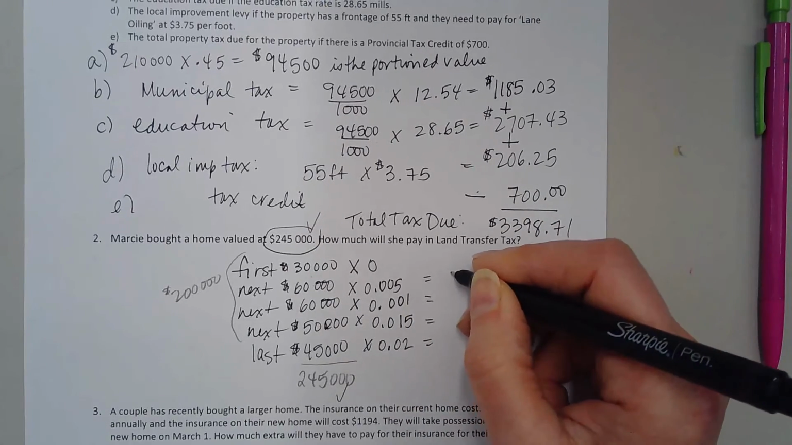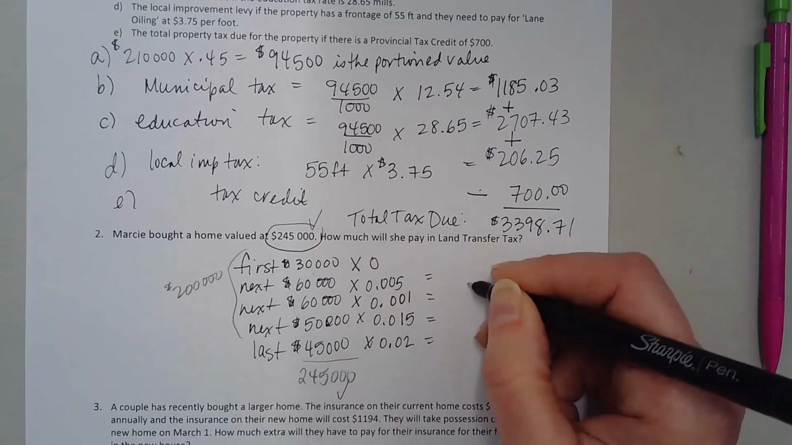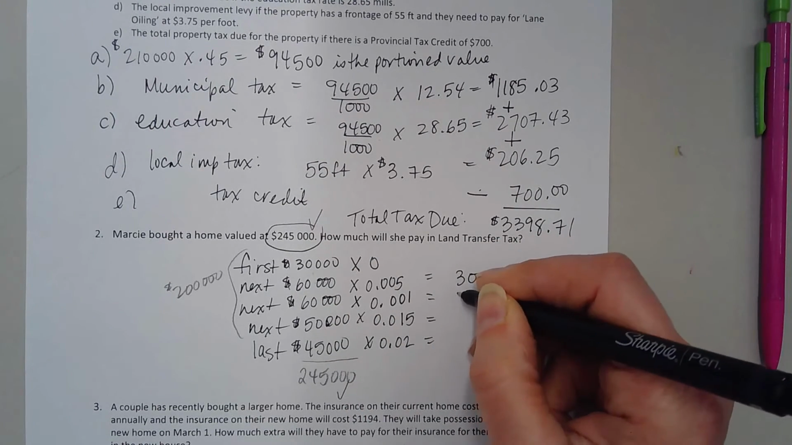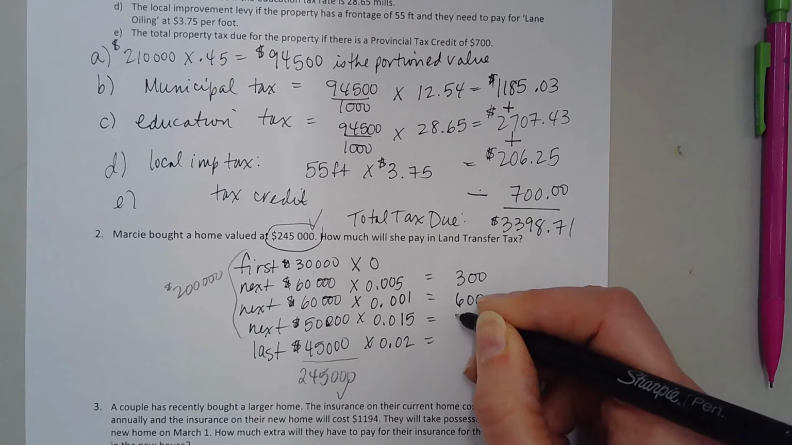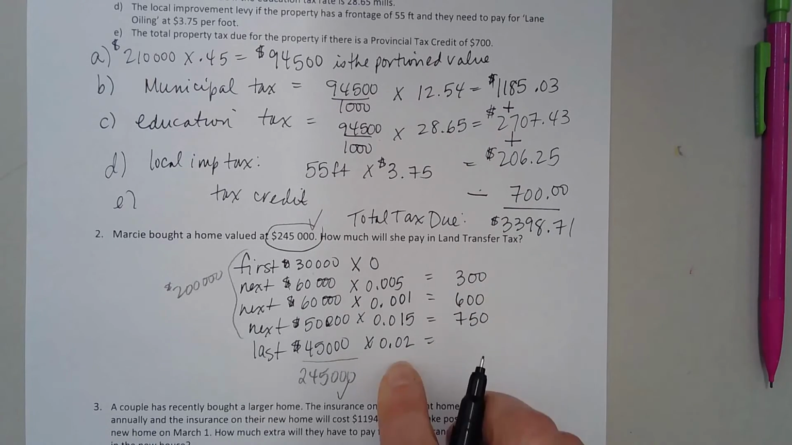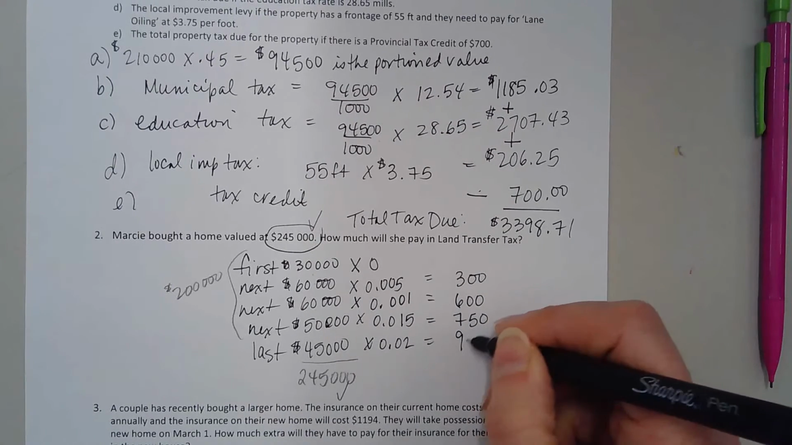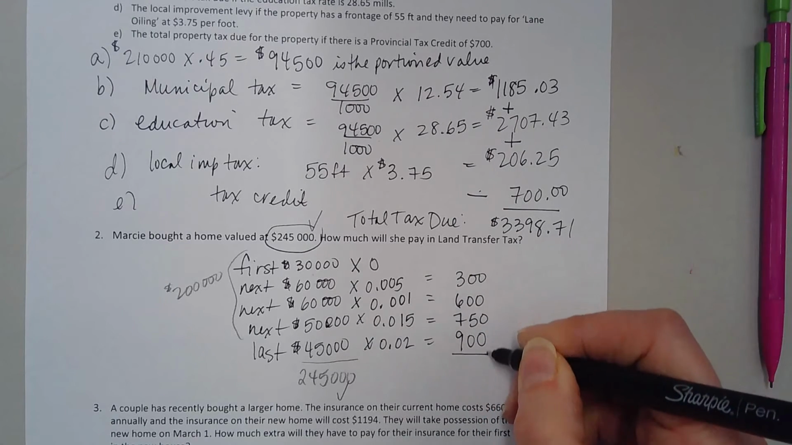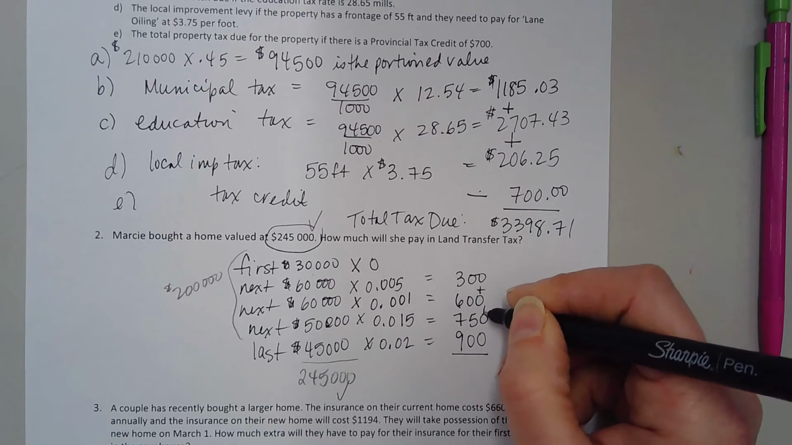Mm-hmm. This one, how many people have the amount memorized if you use the whole? 300, 600, 750, nice. Now this one we usually have to calculate. 900, that sounds right. Yeah. Now what do I do with this list of numbers? Plus. Yeah.